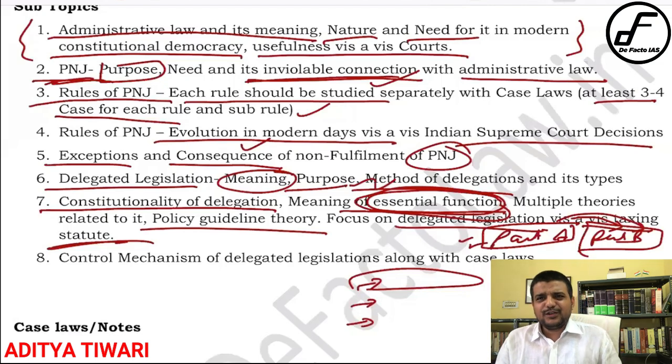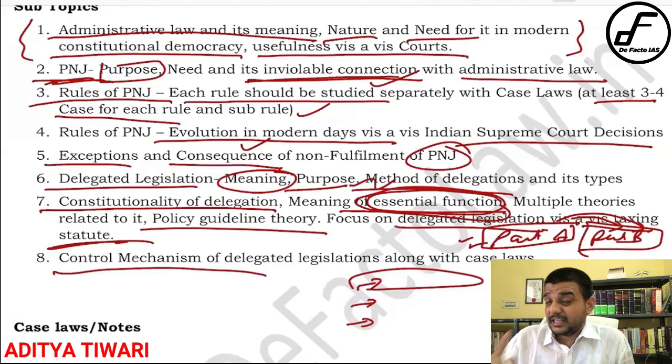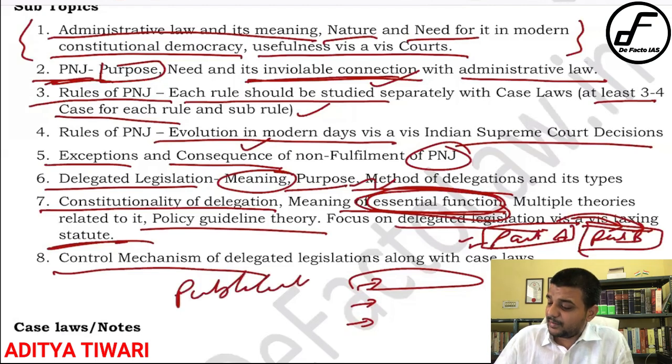Then the control mechanism: how can control take place? There are multiple methods of control: publicity, prenatal and postnatal publicity, right? Then there is the laying requirement. What are the laying requirements? There is also the concept of conditional legislation, okay? So everything has to be studied in the case of the control mechanism. Especially read this publicity requirement, because sometimes the publicity can be waived, and sometimes the publicity is very, very important.